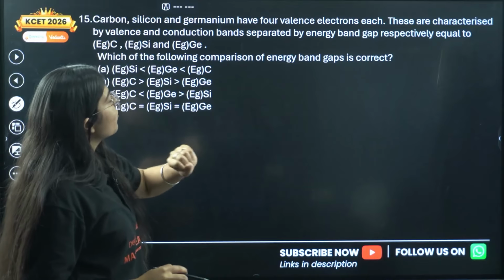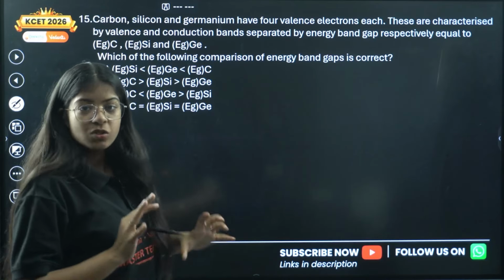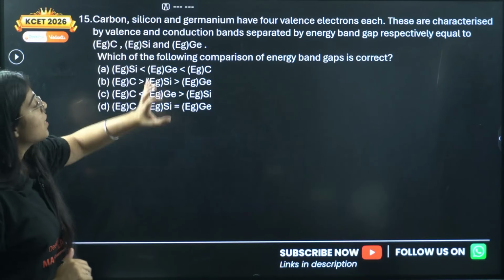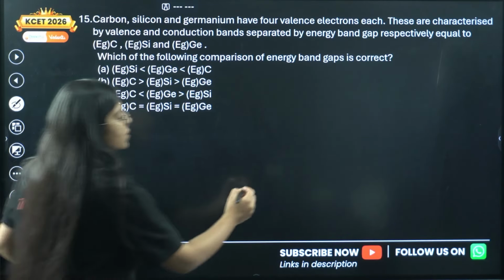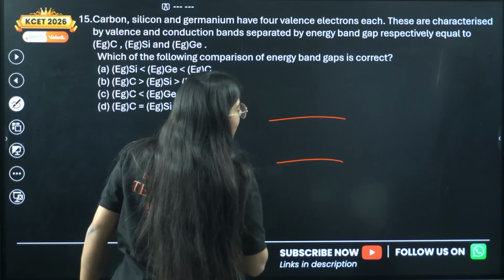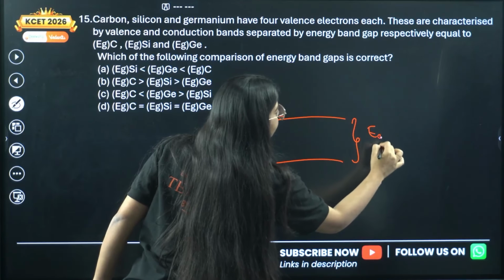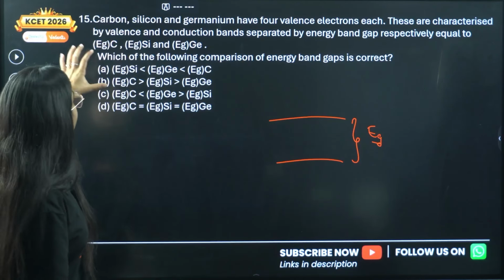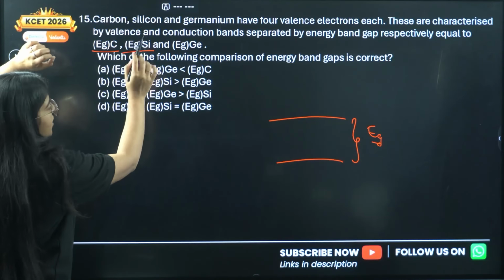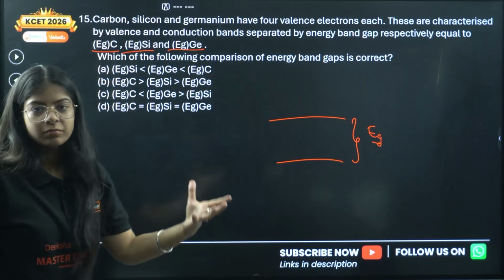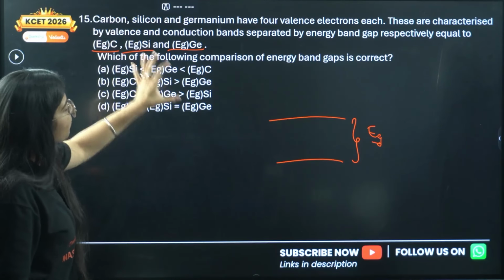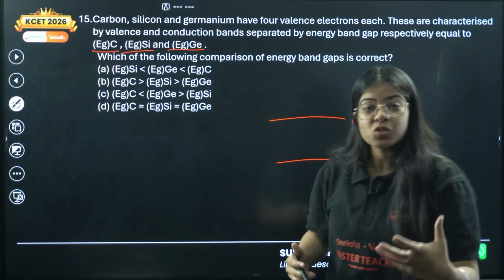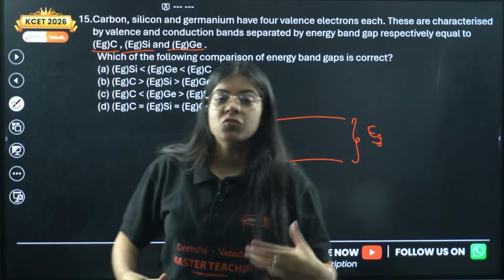Carbon, silicon and germanium have 4 valence electrons each. We know that they are characterized by valence and conduction bands separated by an energy band gap. So this is my conduction band and this is my valence band, and this is called my energy gap. Correct? The energy band gap is E_g(C) for carbon, E_g(Si) for silicon, and E_g(Ge) for germanium. So which of these comparisons for energy band gap is true? Is the energy band gap of carbon more, or silicon more, or germanium more?